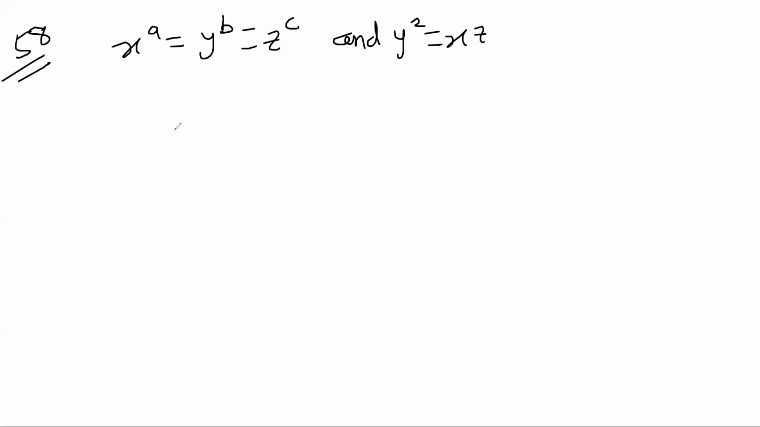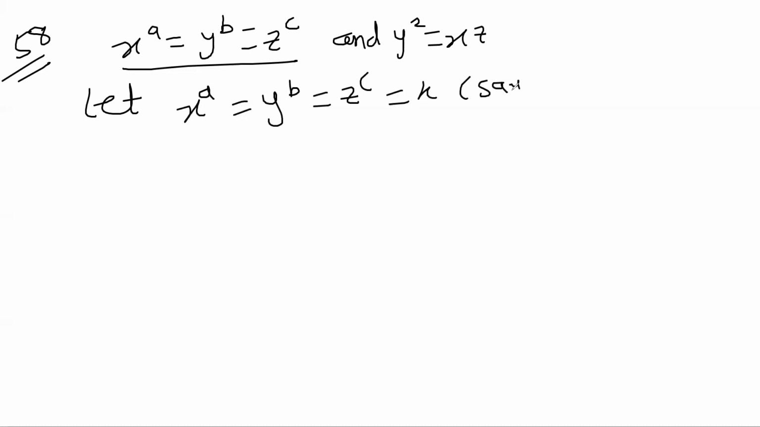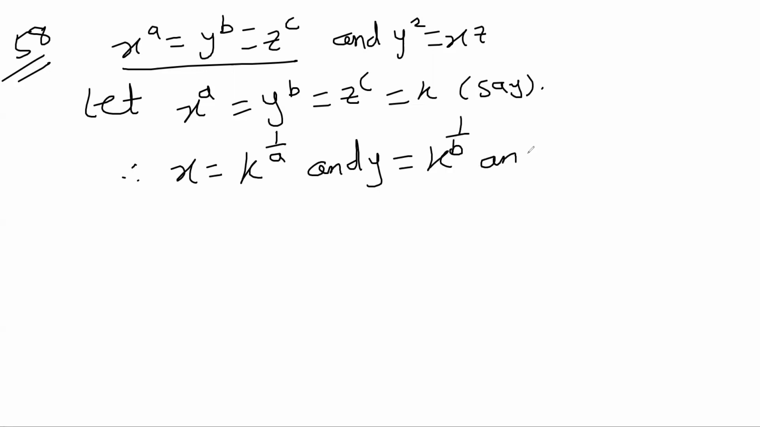How will you do? Tell me. Since these indices are equal, you can say x raised to a is equal to y raised to b is equal to z raised to c is equal to k. Now, what is x? x is k raised to 1 upon a. If you have a on the left hand side, you will have the reciprocal on the right hand side. Similarly, what will be y? k raised to 1 upon b. And what will be z? k raised to 1 upon c. Correct?